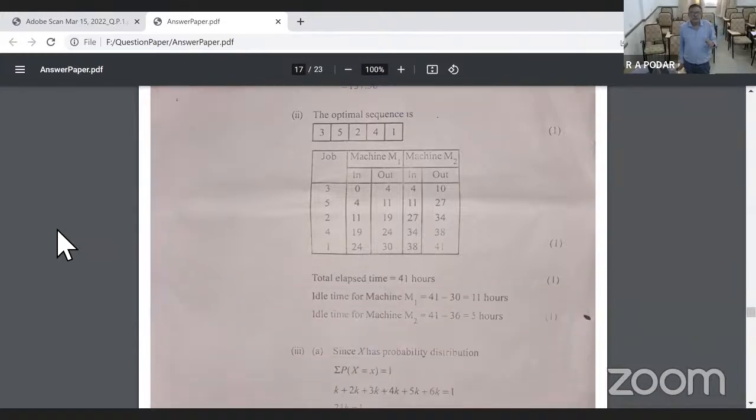So this is the sequencing problem. For the correct sequence, 1 mark is allotted. You remember this. Then for the work table, 1 mark. And if you find the total elapsed time and idle time, you get 1 mark each. So elapsed time is given 1 mark, and idle time 1 mark. So see the distribution of marks. This is a 4 marks question. So next.